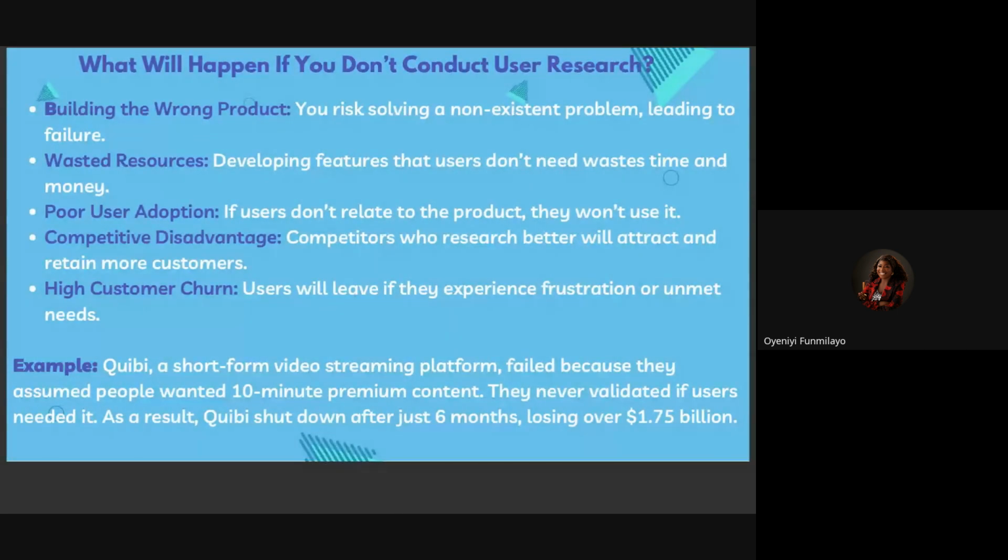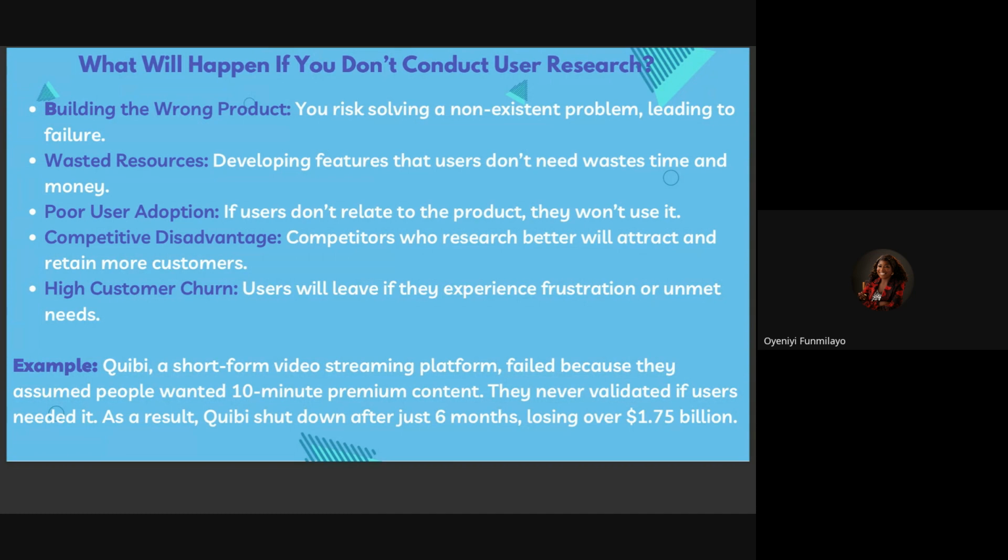So this is what is going to happen to your product if you don't conduct user research. You're going to be building the wrong product, which means you risk solving a non-existent problem, leading to what? Failure. You risk solving a non-existent problem, because it's not every problem that exists. Some problems are non-existent. So if you don't conduct user research, you are going to build the wrong product.